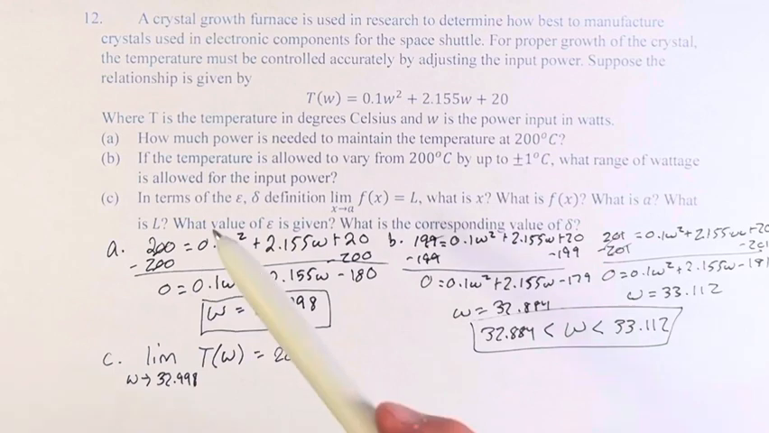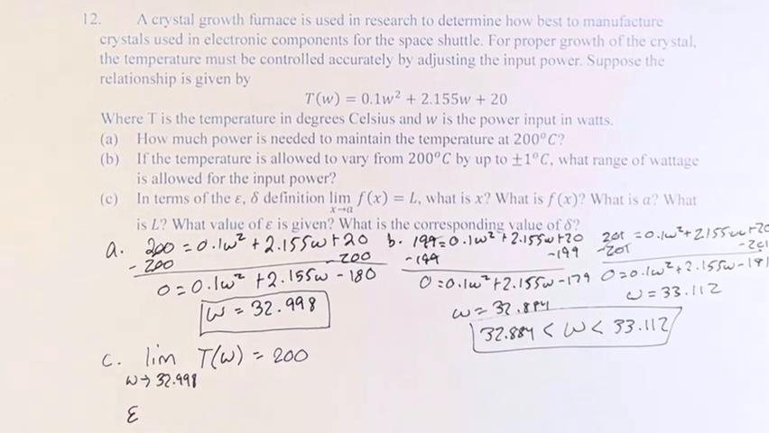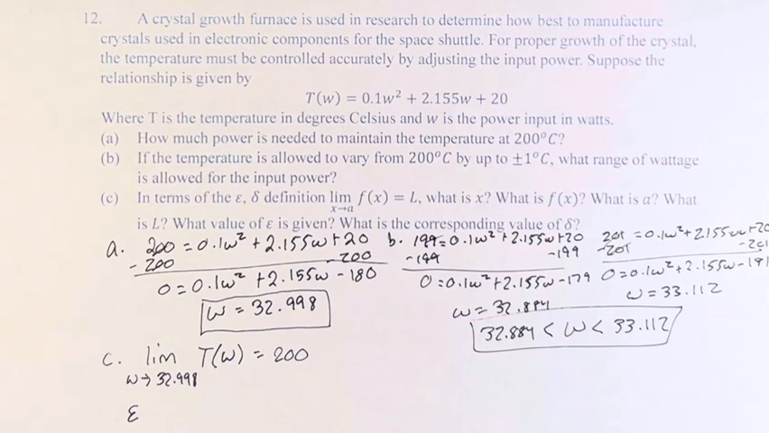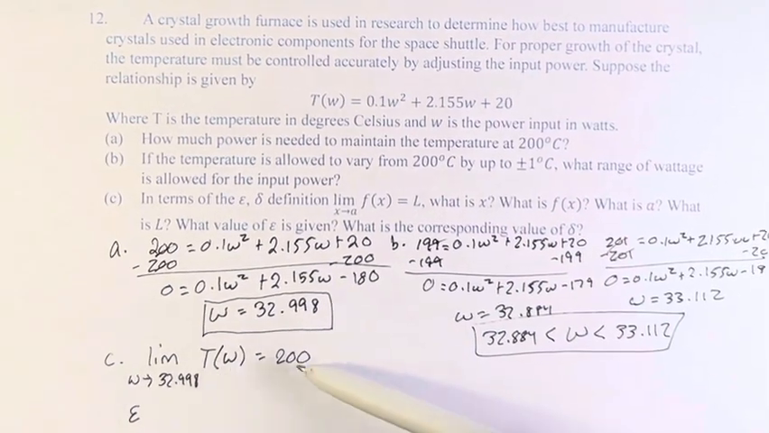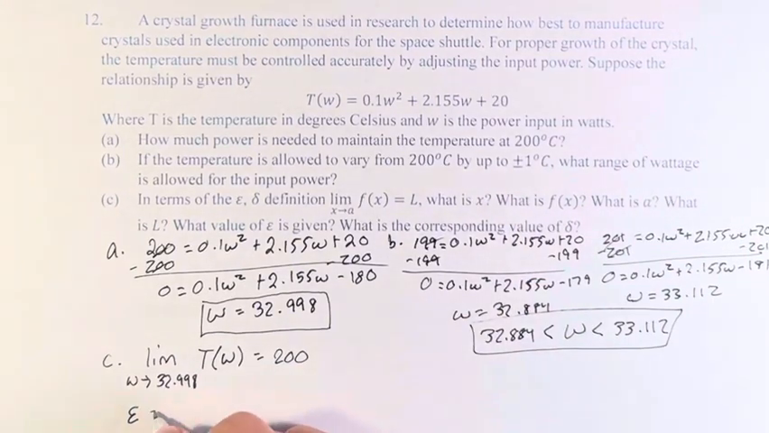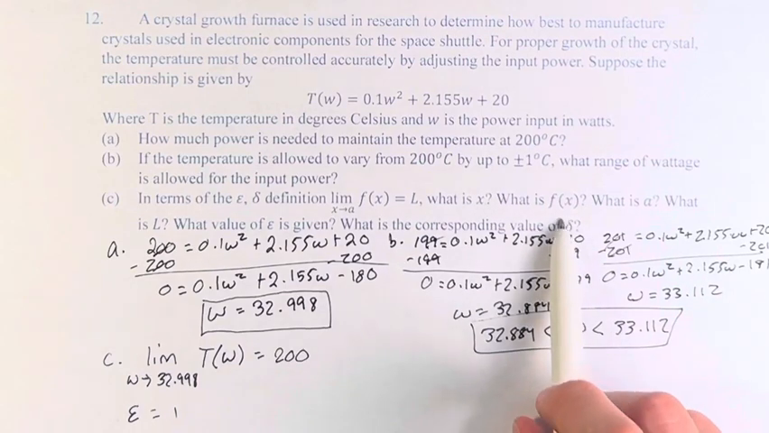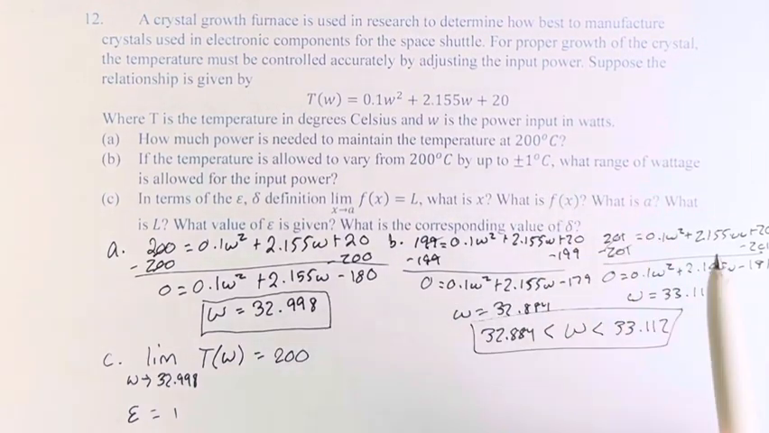And what is the value of epsilon that is given? Epsilon is the degree to which the function can vary from its value of L. So here we're told that it can vary up to 1 degree, so epsilon is 1. The corresponding value of delta is the degree to which W, the variable of the function, can vary based off of the limit that epsilon puts on it.